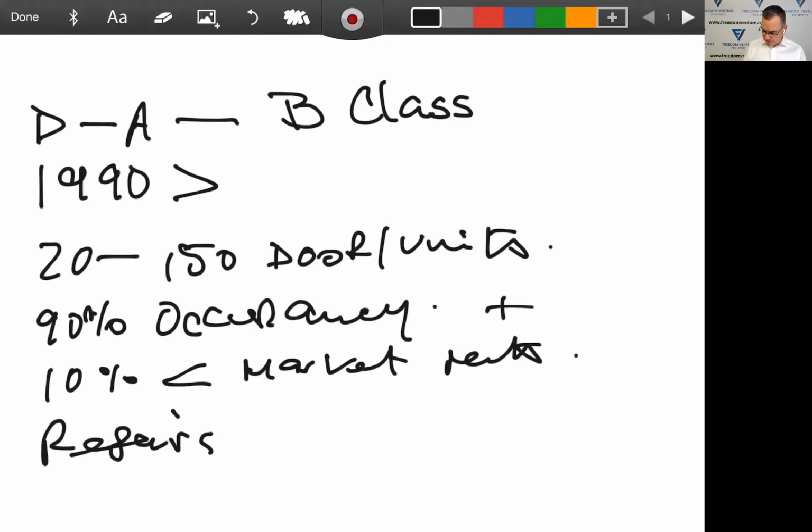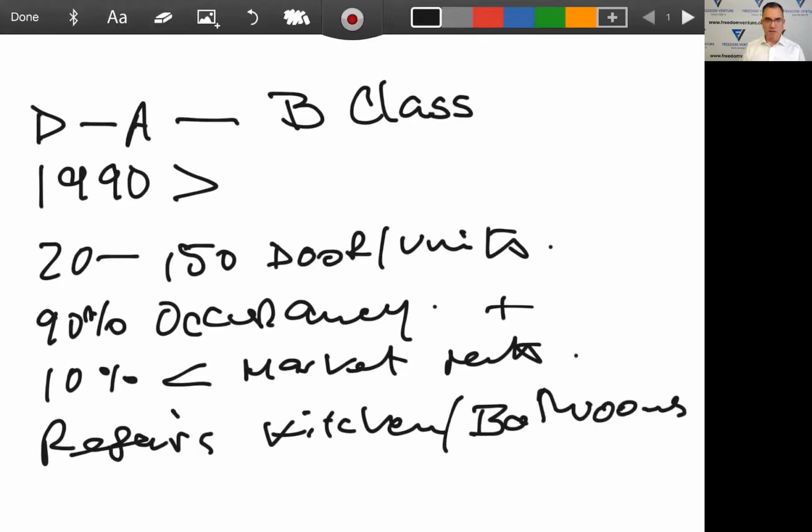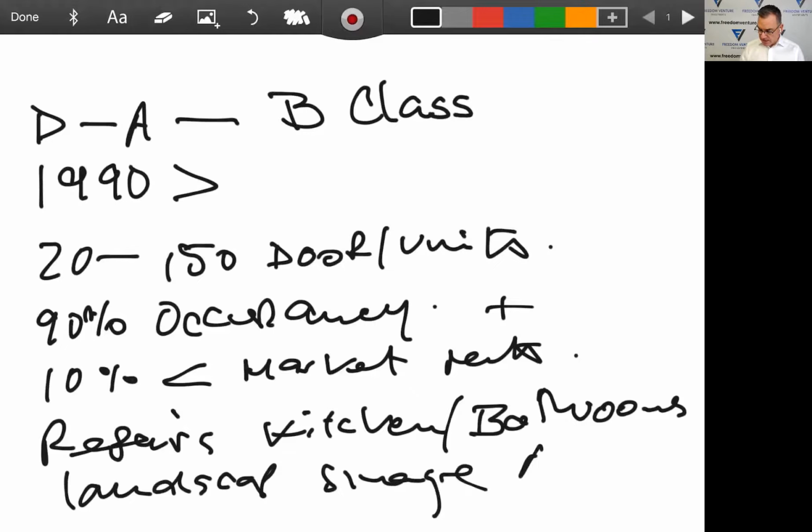So for us, light repairs might be kitchens, bathrooms. We may very well do some landscaping, signage, appliance package, appliances, things of that nature. So they're a fairly low cost item for us to go in there and repair and take care of these things. So those are all indicators. Those are all part of our buy box and our underwriting and analysis.